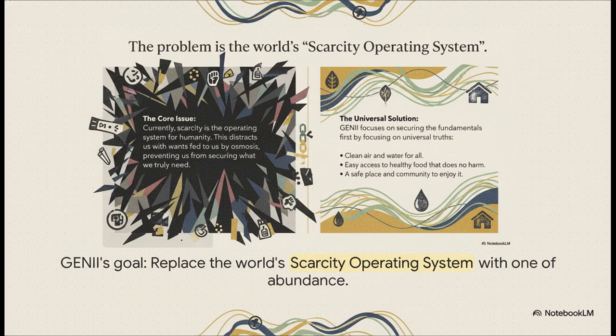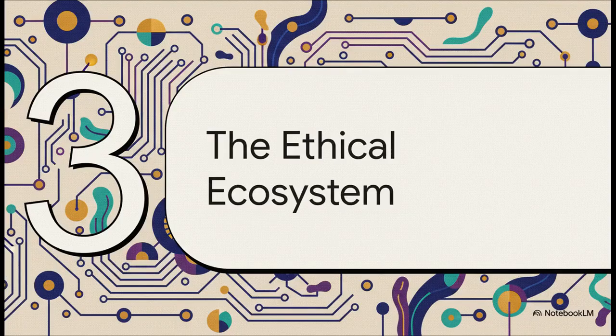And on the other side, you have their solution, a new system built on the idea of abundance, one that focuses on the basics first, things like clean air, healthy food, and safety for everybody. So, a vision this big, you've got to wonder, how is it supposed to actually work? It's not just about writing some code.